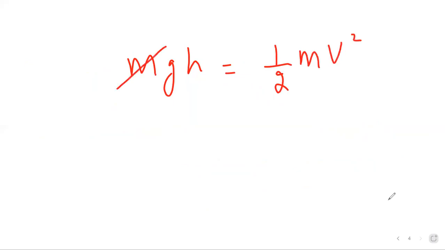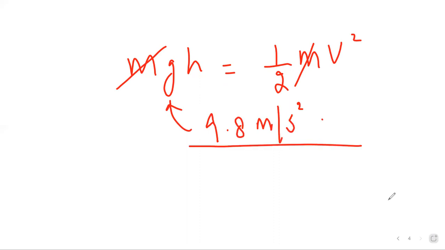Law of conservation of energy: mass cancels out. So mass doesn't really matter. It doesn't matter what's sliding down that ramp. You will still get the same speed using that formula. G, remember, is 9.8 meters per second squared on Earth. I will give the value of that in the formula sheet, please.